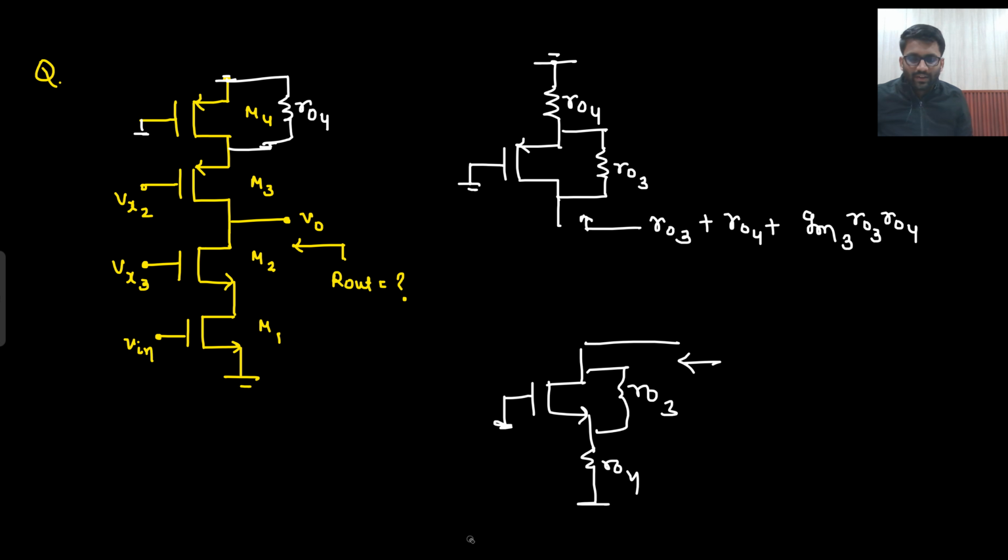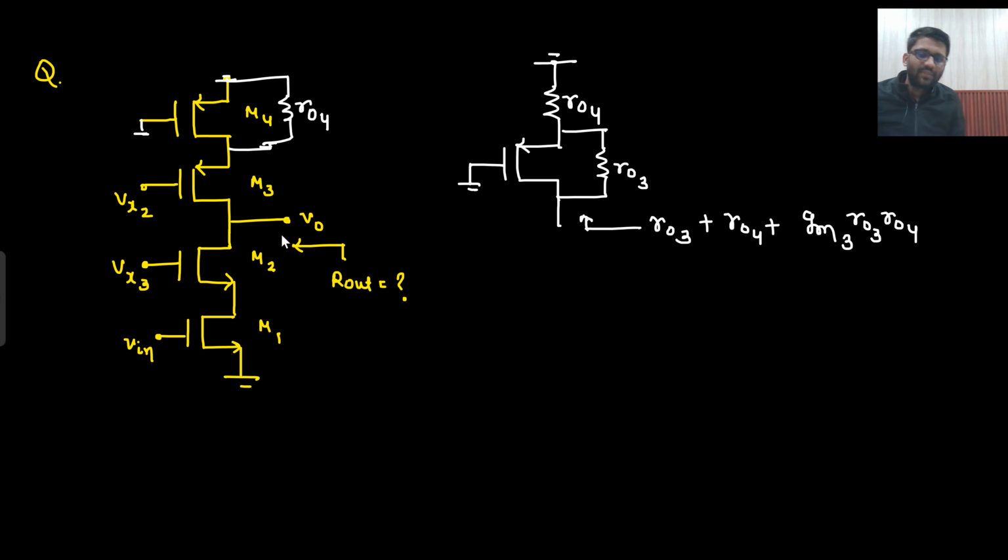Now let's see the downward circuitry, because from V0 to ground is what I need to see. Vin is the small signal applied input voltage, so this will also be shorted. From here to ground, or from drain to source, what do I see? R01, which is connected to ground only.